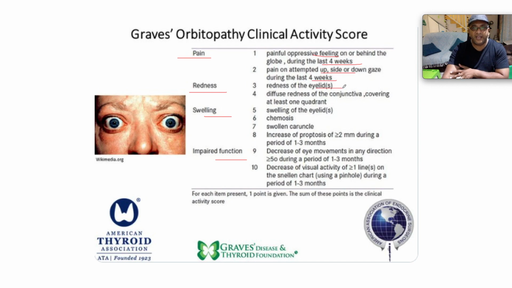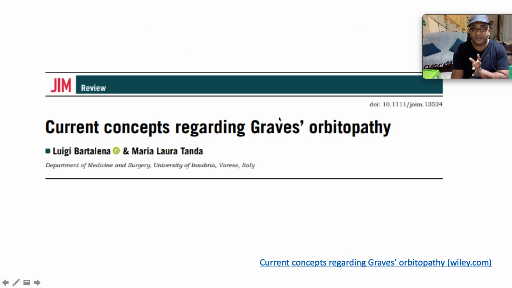Redness, we speak to redness of the eyelids, diffuse redness of the conjunctiva covering at least 1 quadrant, right? In terms of swelling, we talk about swelling of the eyelids, chemosis or swollen caruncle, an increase of proptosis by at least 2 millimeters during a period of 1 to 3 months. And then, of course, points 9 and 10 have to do with impaired function, so a decrease in eye movements in any direction during a period of 1 to 3 months, or diminished visual acuity. Right, for each item that's present, 1 point is given. The composite sum of these is the clinical activity score. In general, if your score is 3 or more, that mandates the use of steroid therapy, usually pulse steroid therapy.